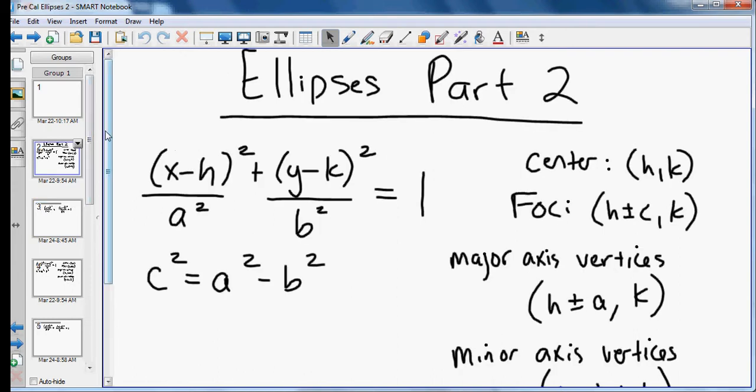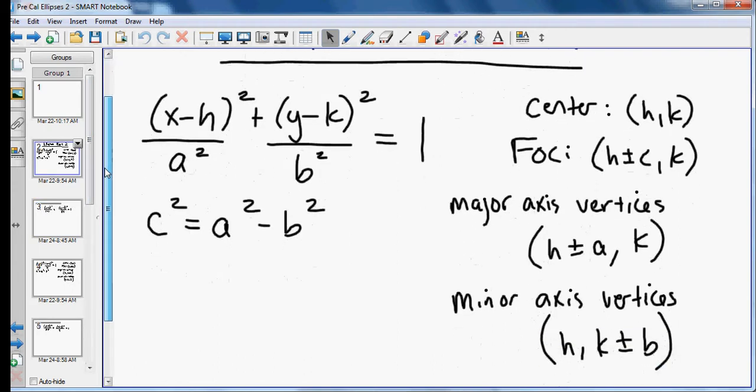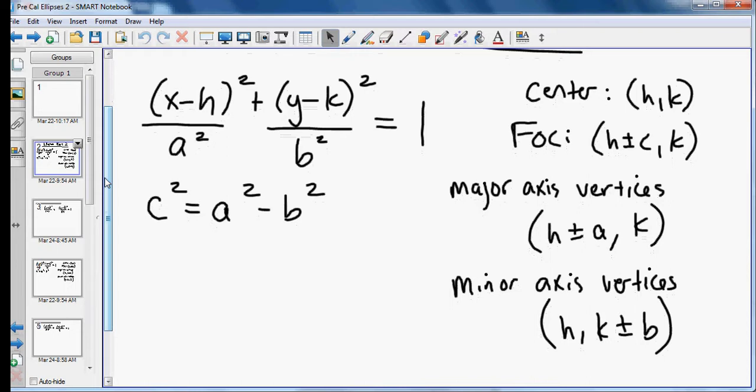Okay, so the center we talked about in part one, that's just what's being subtracted from the x value and the y value. That's the same as it is for a circle. Okay, now for the foci.